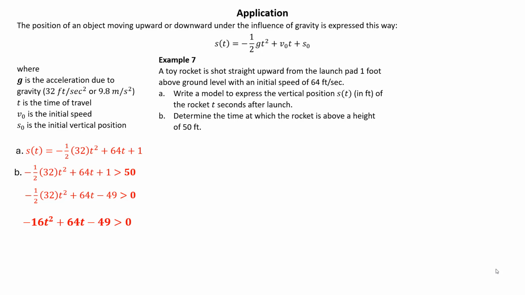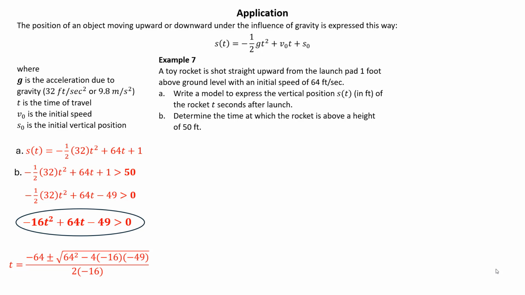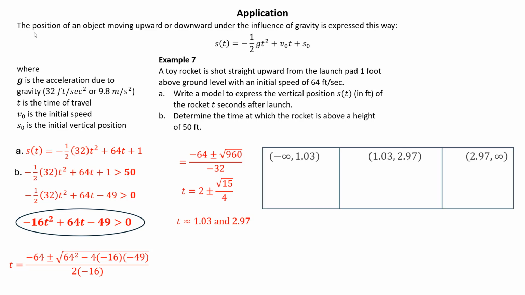So this does not factor, and so we have to use the quadratic formula to find out the zeros of the equation -16t squared plus 64t minus 49 equals 0. We have to find the zeros of that function. So we would plug that all into the quadratic formula. So t would come out to be about 1.03 and 2.97. So that is where this function equals 0.